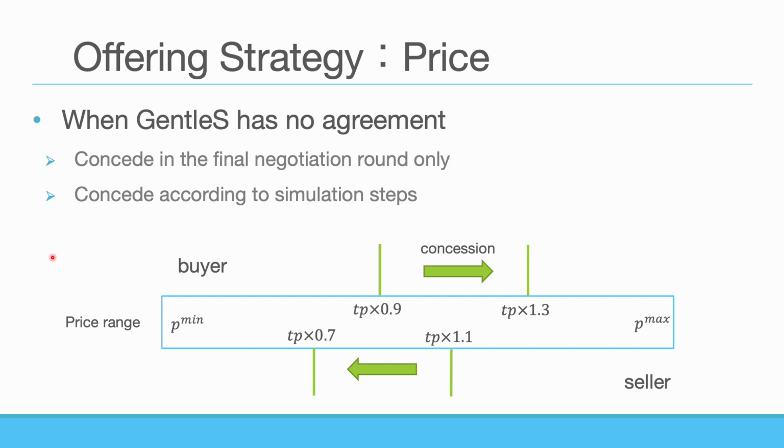Look at this figure. This is a tradable price range. And the criterion is the trading price TP. GentleS concedes according to simulation step. Specifically, seller's offer price is from TP times 1.1 to TP times 0.7. On the other hand, buyer's offer price is from TP times 0.9 to TP times 1.3.